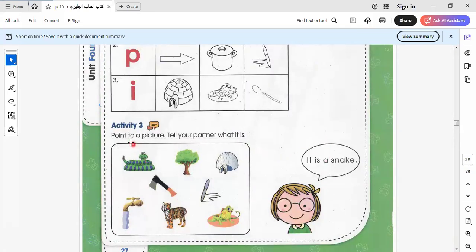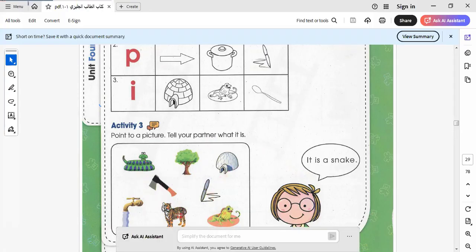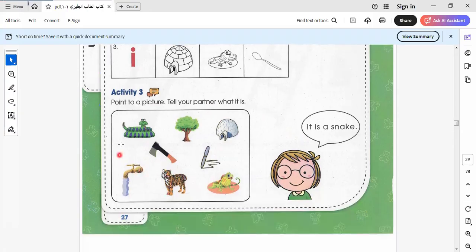Here we have: point to a picture. Tell the partner what it is. It's a snake. We say here it's a snake. It's an ax. It's a tree. It's an igloo. It's a pin. It's an iguana. It's a tiger. It's a tape. So now we know all the things in this picture.